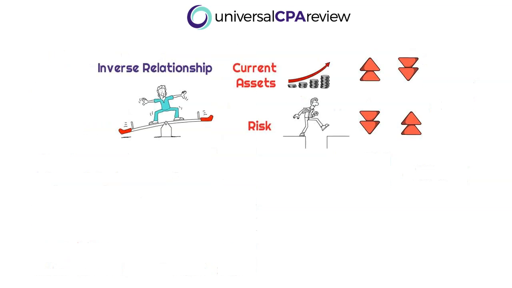So real quick, let's talk about the risk related to the current ratio. So if we think about current assets, it has an inverse relationship with risk. So if we talk about wanting to reduce the risk in an organization, well, then we would increase current assets and the risk will go down, right? Because we have more current assets to pay off those current liabilities. And if we want to decrease our assets, well, that could increase the risk, right? So there's an inverse relationship between current assets and the current ratio.